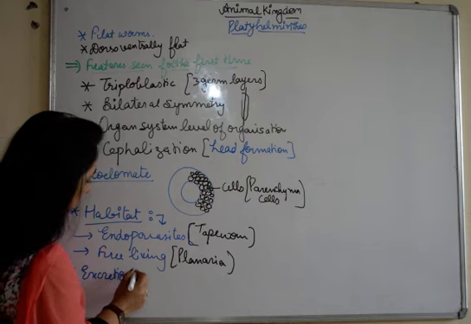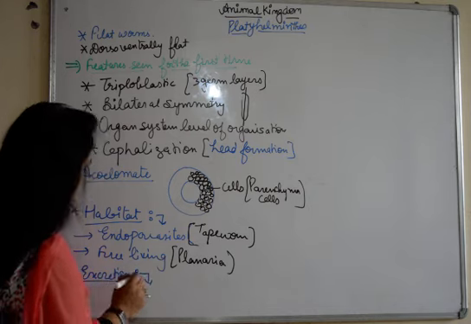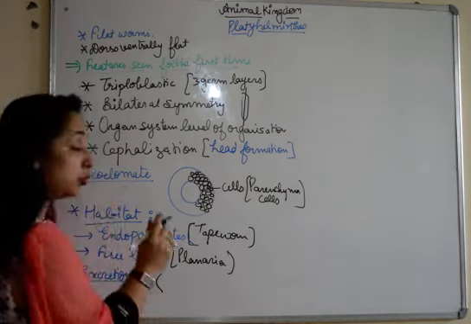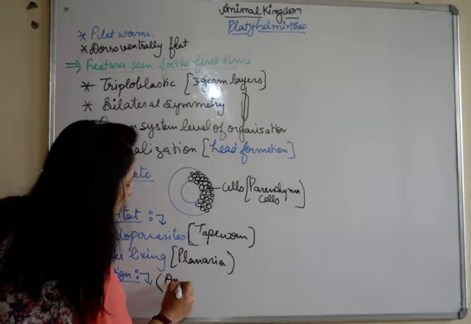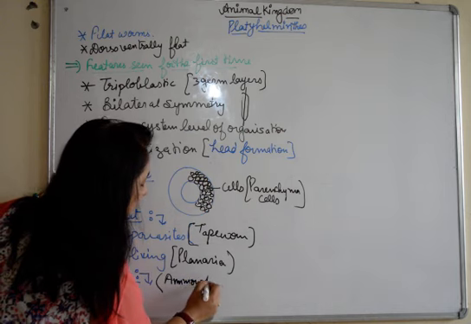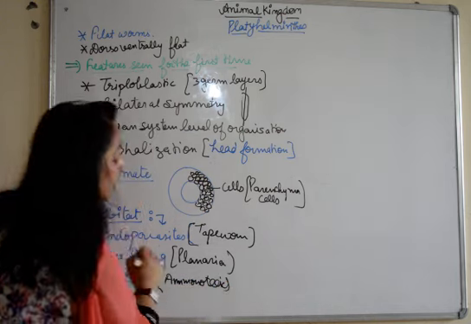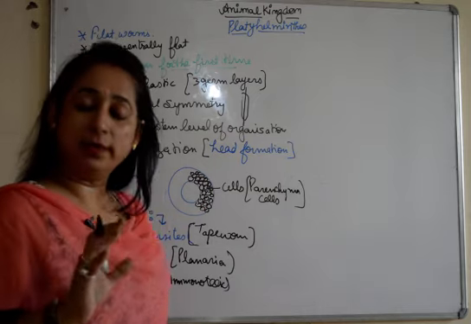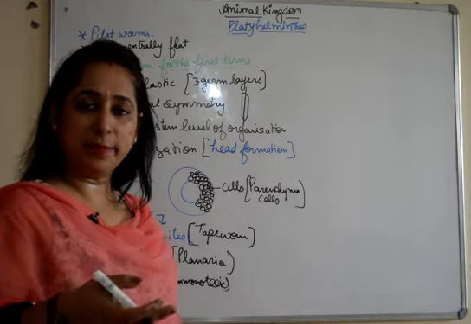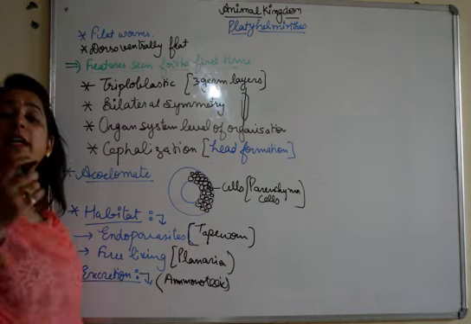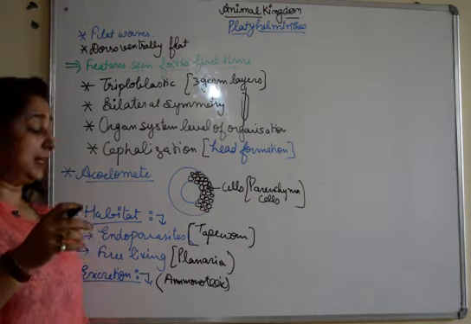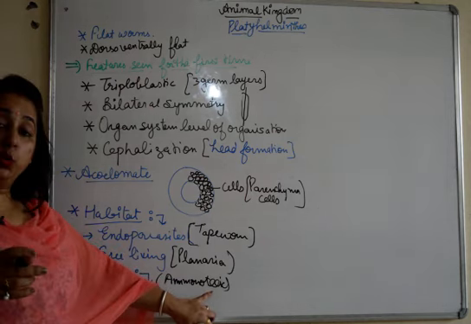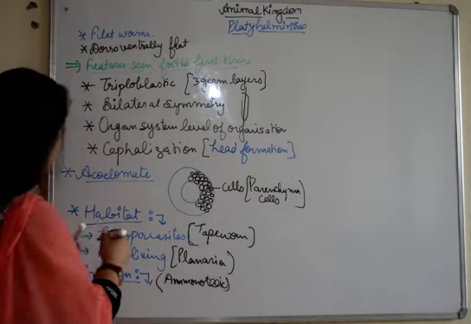Excretion. Now excretion in flatworms or platyhelminths: they basically excrete out ammonia, so they are ammonotelic. They excrete mainly ammonia. They live in a watery medium. We all know that ammonia is very toxic, so their main excretory product is ammonia, so they are known as ammonotelic also.